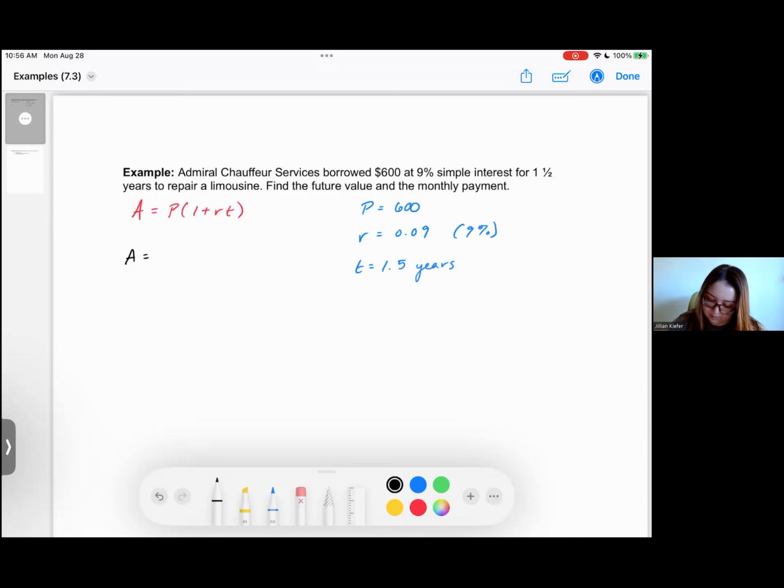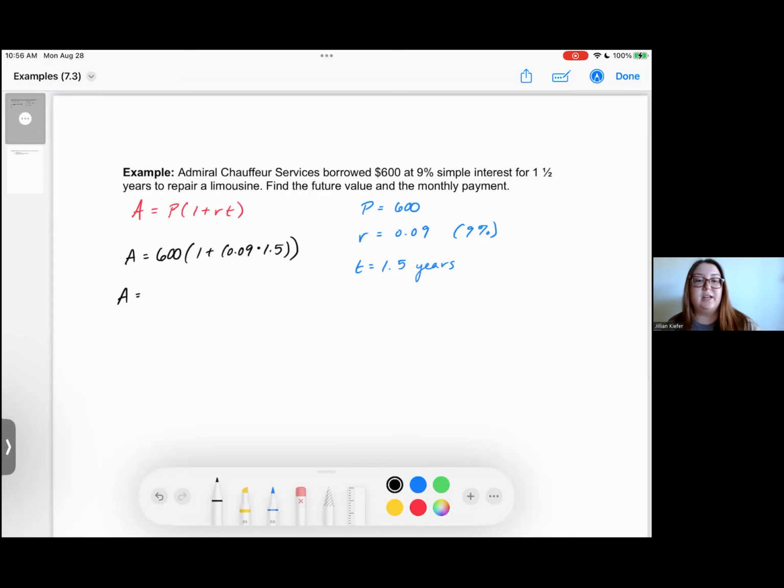So our future value will be equal to our principal, which was 600, times 1 plus the rate, 0.09, times 1.5 for the time. The little dot in the center there indicates multiplication. I put some extra parentheses around the rate and time just to make it clear that that's what we want to calculate first. And then we'll go ahead and multiply this out.